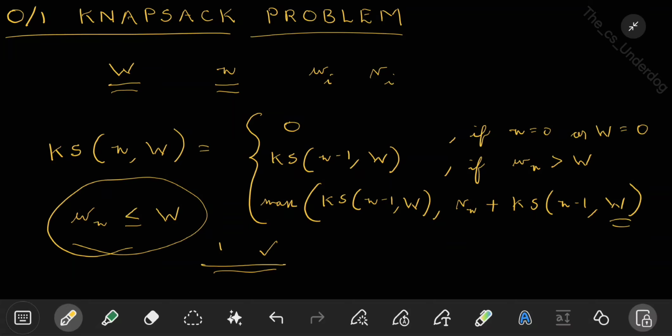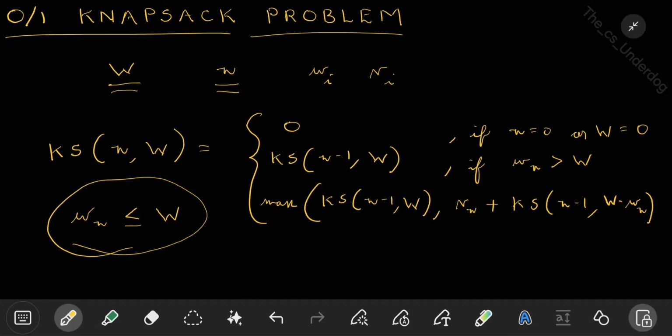Because you already used up some of the space for the nth item. You are including the nth item and adding the value of the nth item. For this nth item, you have used some of the space. So the whole W is not remaining. Instead, W minus Wn will be remaining. So you have to write W minus Wn. This is the only remaining capacity.